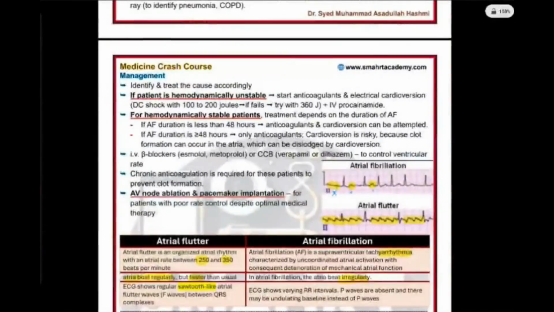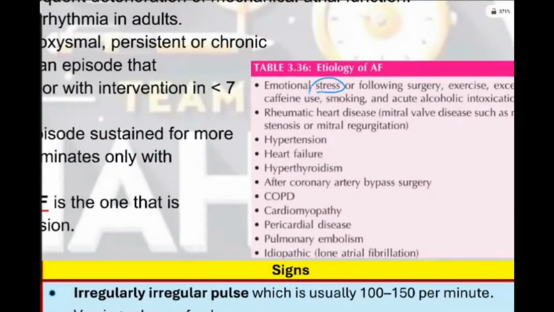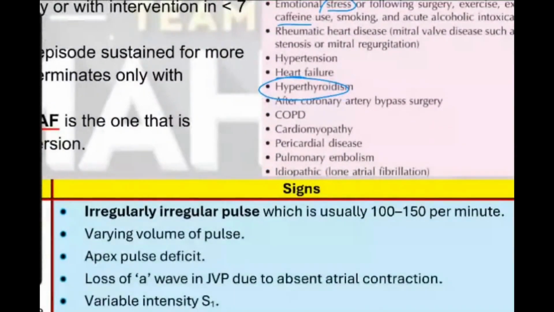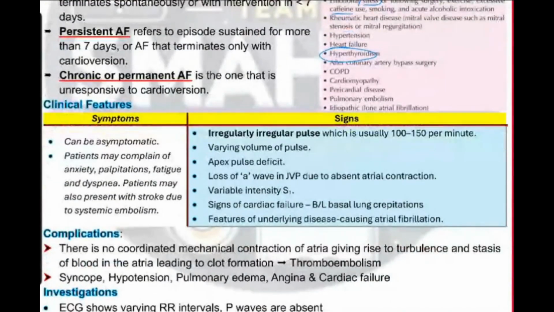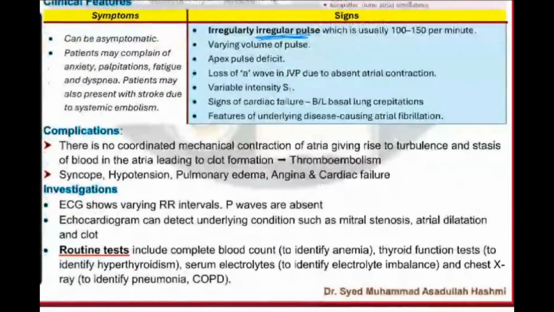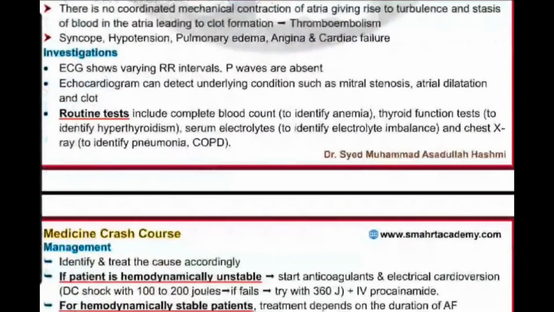Atrial fibrillation is an arrhythmia. Okay, so what are the causes? Causes: stress, caffeine, mostly hyperthyroidism, all those hyperactivity causes. Okay, that is about AF. So AF, always remember irregular. Atrial fibrillation is irregular. Okay. In JVP, loss of A wave can be found. Yes. ECG, echo, routine tests can be done.